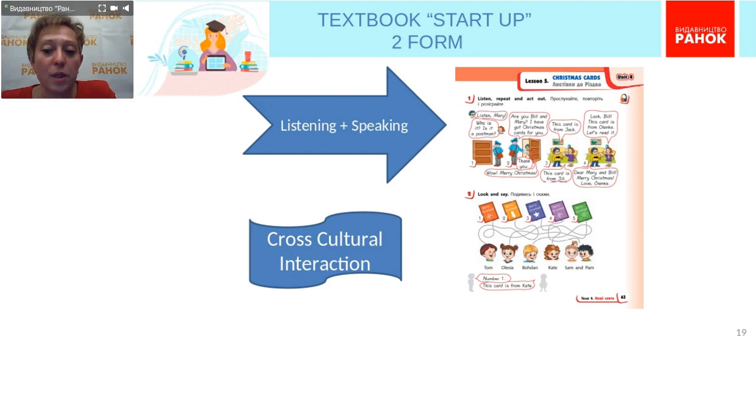And of course, pupils enjoy learning about traditions of other countries. And Christmas cards is a good idea for a lesson when you introduce pupils Christmas cards from Great Britain and you ask pupils to create their own Christmas cards. So this is cross-cultural interaction.